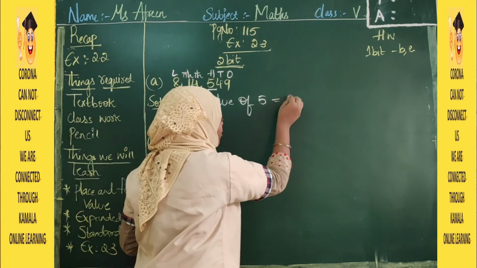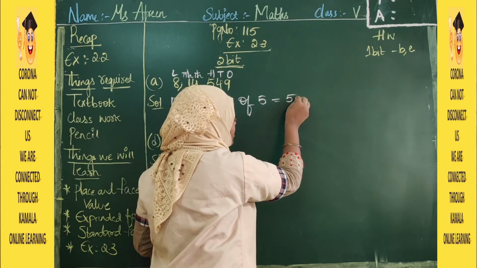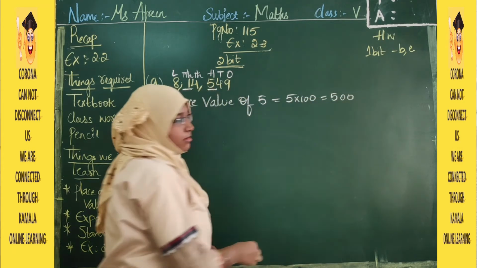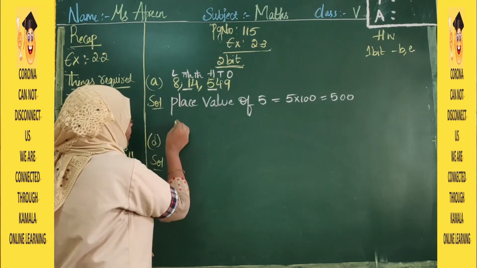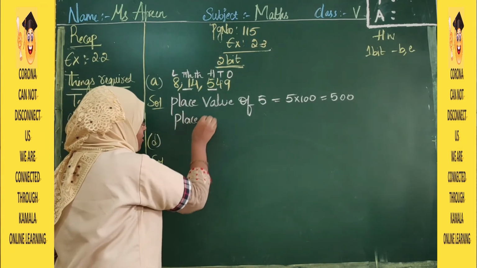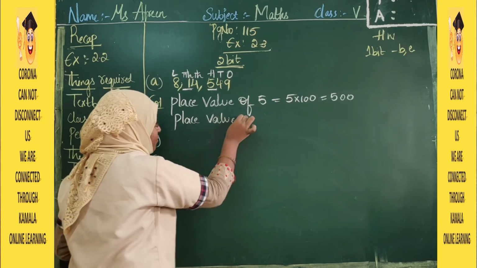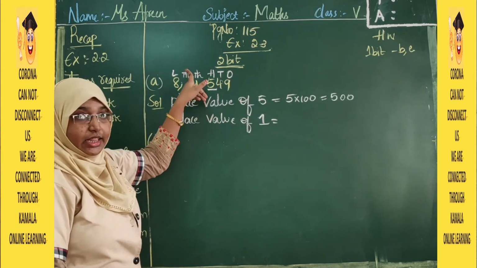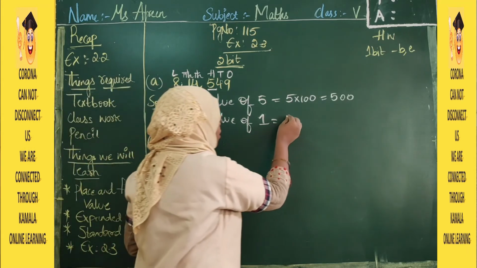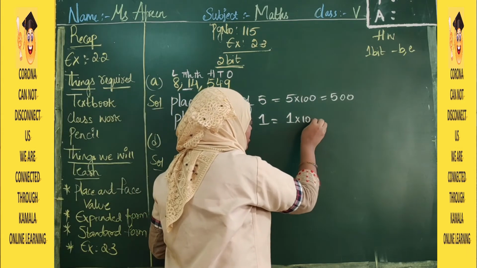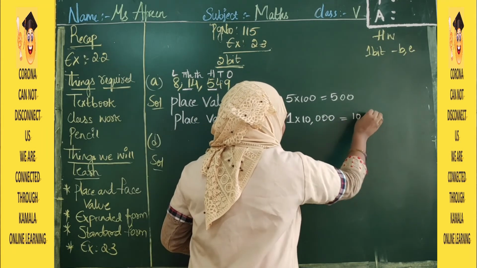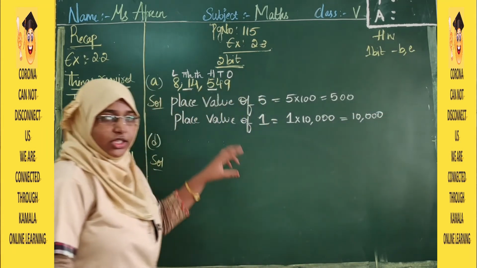So what we'll do? Place value of 5 into 100 is 500. Right? Next, place value of 1. Now the 1 is at which place? It is at 10,000 place. So 1 into 10,000. 1 into 10,000 is 10,000. This is what we have written.